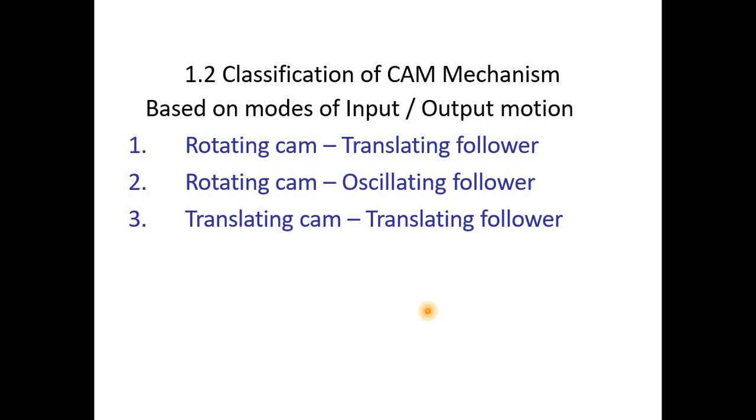So starting from the first point, that is classification of cam. Do you understand what is meant by cam? Cam is a rotating element which is used to operate the follower, in the case of the inlet or exhaust valve of an IC engine, etc. So what we call the classification of cam mechanism is based on the modes of input and output motion.